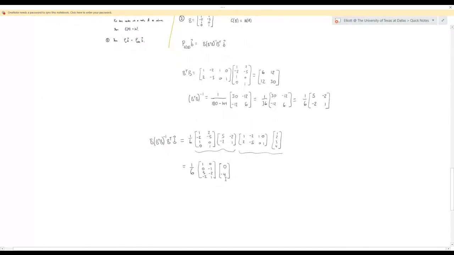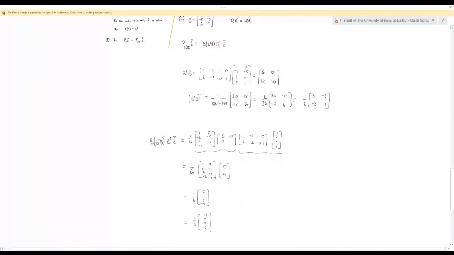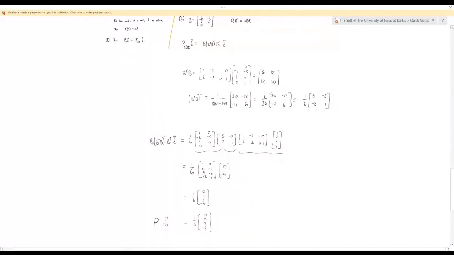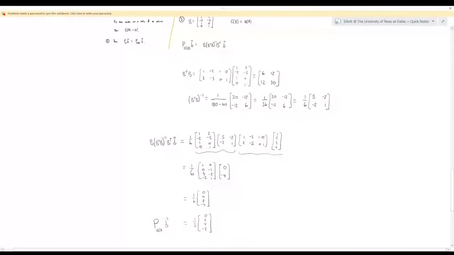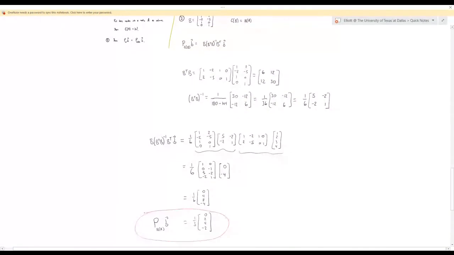And then I'll just finish by multiplying these out. So it'll be 1/6 and then 0, 4, 8, negative 4. Or if I cancel out a 2 from everything, 0, 2, 4, negative 2. Like that. Okay. So this vector here that we got should be the projection of vector B onto the null space of A. Okay. And I'll end my example with that.